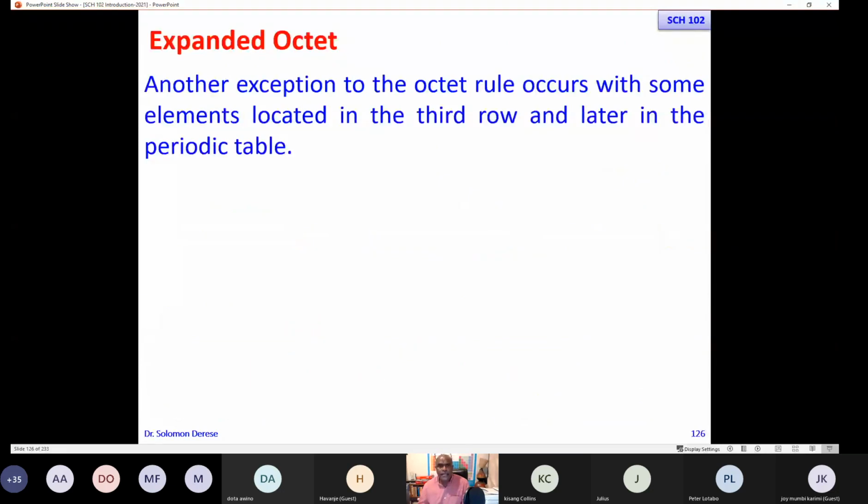Then the other exception to the octet rule is those elements that have expanded octets. Those elements that have more than 8 electrons around their atoms when they form a chemical bond. Such molecules are said to have an expanded octet. So let me explain to you why.